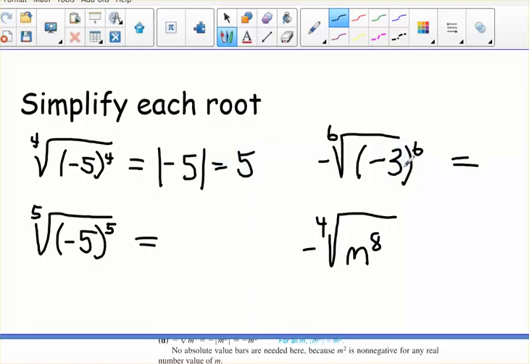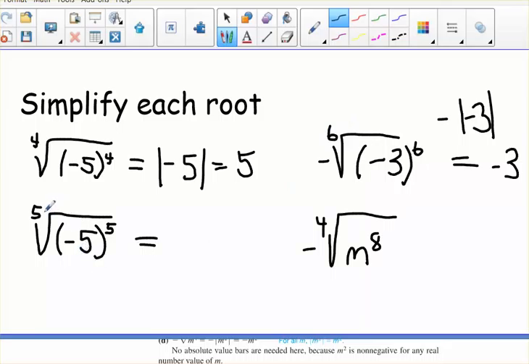Here's another example where the index matches the exponent here. You would think that the answer here would be the absolute value of -3. But notice that there's a leading negative here. So we're going to actually get an answer of minus the absolute value of 3. Our answer is going to be -3. So when the negative is on the outside, we're going to apply that at the very end.